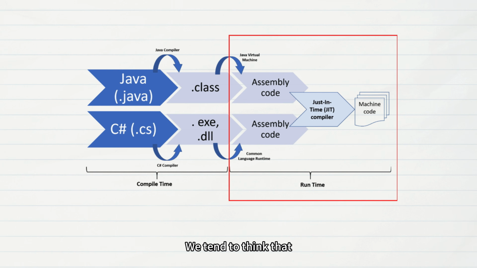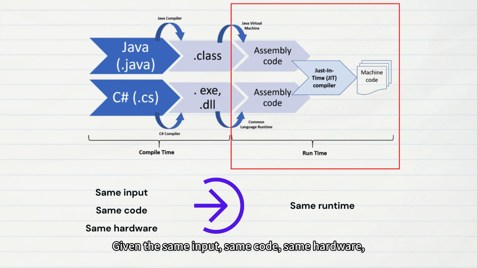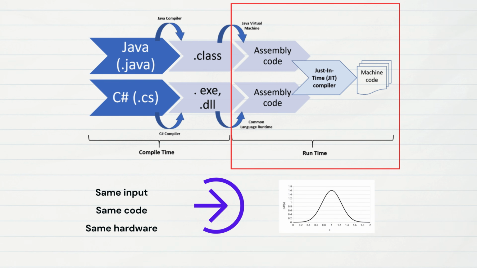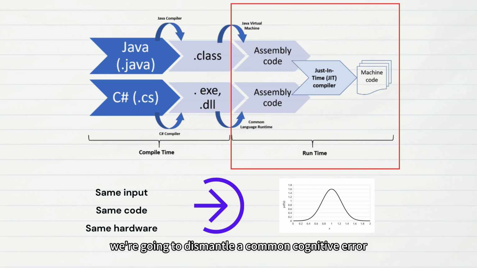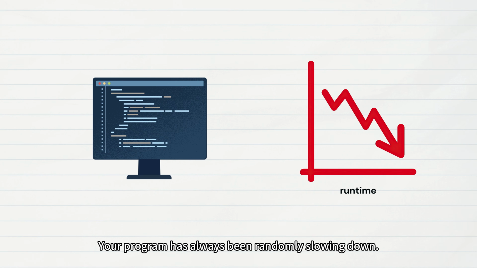We tend to think that a program's runtime is a fixed number. Given the same input, same code, same hardware, the runtime should be exactly the same. But reality is quite the opposite. A program's runtime is never a fixed value. It's a probability distribution. In this video, we're going to dismantle a common cognitive error many programmers make. Your program has always been randomly slowing down.